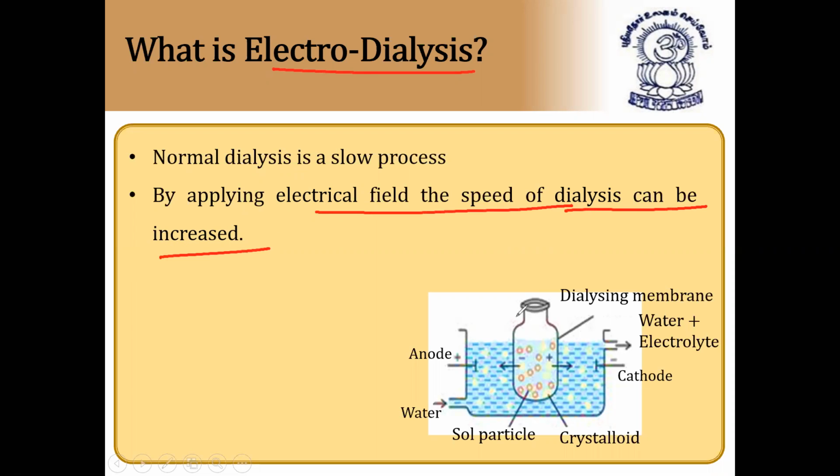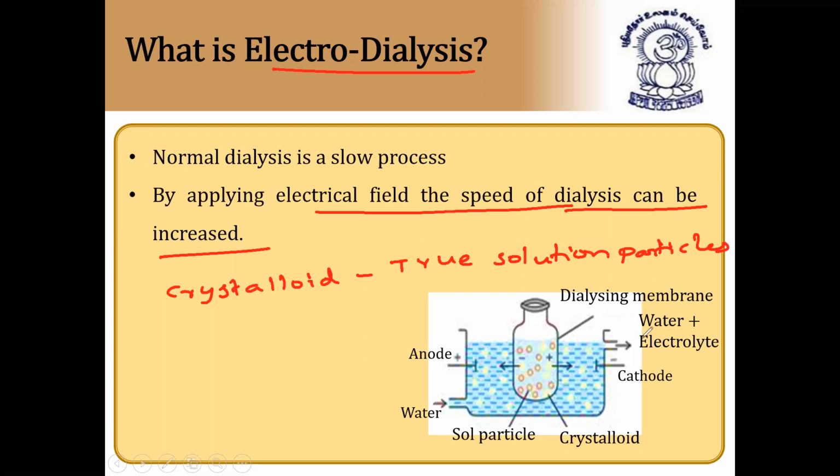Same process. A parchment membrane will be there. Colloidal solution particles will be taken in this membrane, and it is kept in water. So by passing current, what happens? It speeds up the process. The crystalloids are nothing but true solution particles. So true solution particles will be taken out, and colloidal solution will remain.